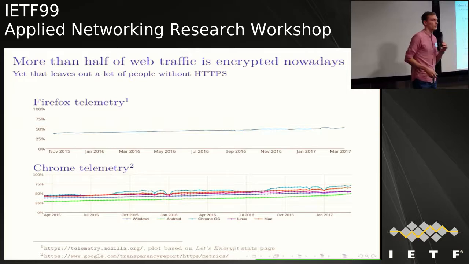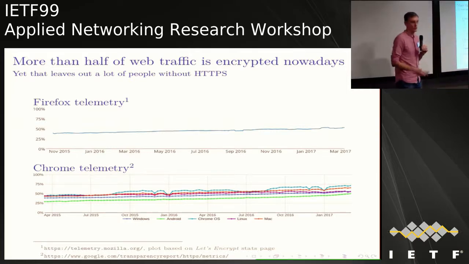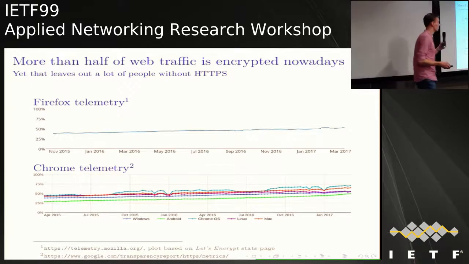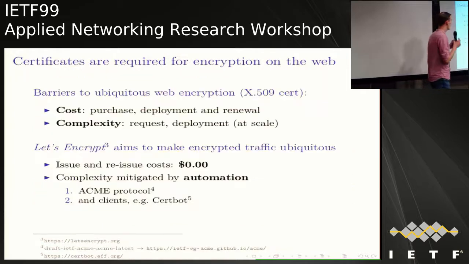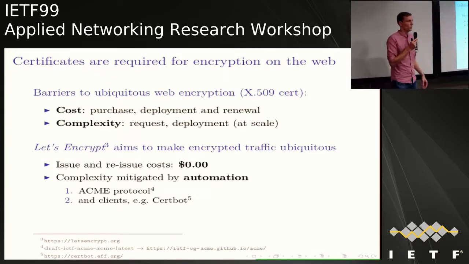So one of the questions I asked myself is, why is this the case? It turned out that lots of people have been doing work in this area, and one of the principal reasons identified as troubling is the use of certificates. The barriers to ubiquitous encryption on the web are the cost of procurement, deployment and renewal of certificates. And it's not just that.